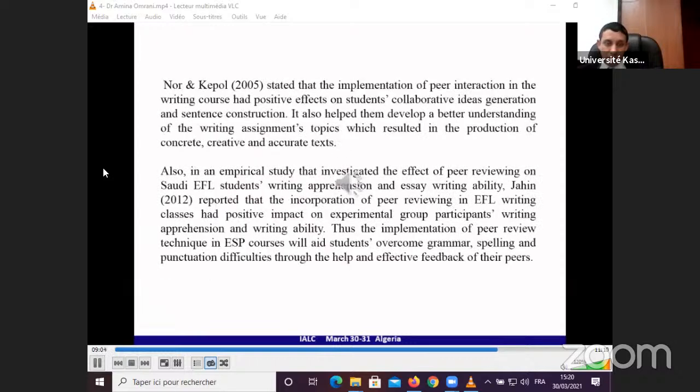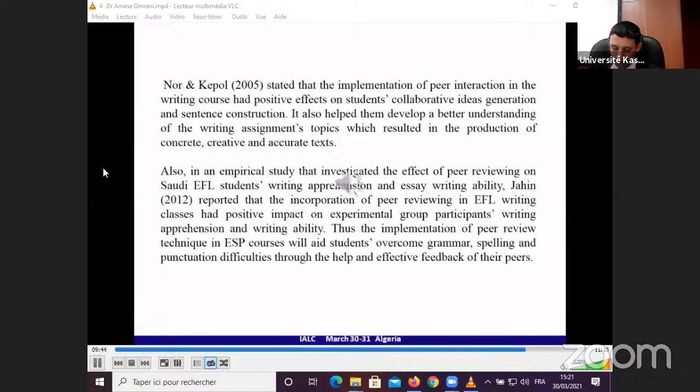On the other hand, concerning the effects of peer feedback on ESP students' writing performance, Moore and Kippel stated that the implementation of peer interaction in the writing course had positive effects on students' collaborative ideas generation and sentence construction. It also helped them develop a better understanding of the writing assignment topics, which resulted in the production of creative and accurate texts.